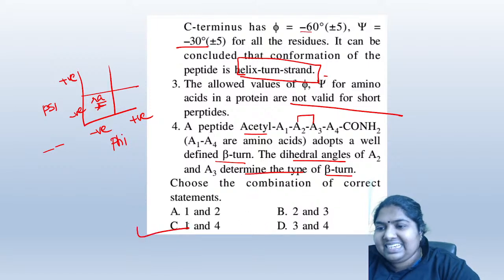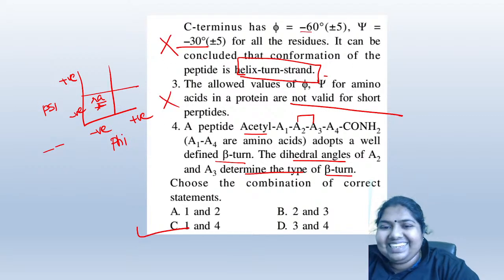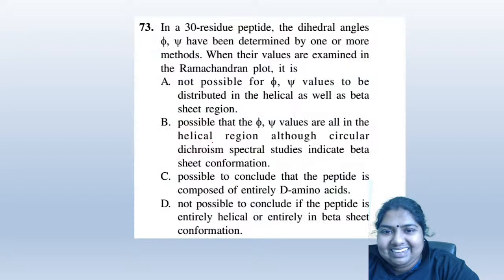Very good. Option C, 1 and 4. This is not a true statement. I told you Ramachandran did it for the dipeptide, so that is the shortest ever peptide available. So this is also wrong. So 1 and 4 with option C is going to be the correct answer.